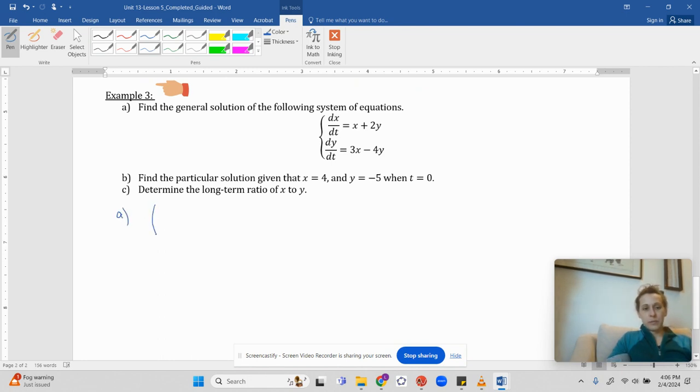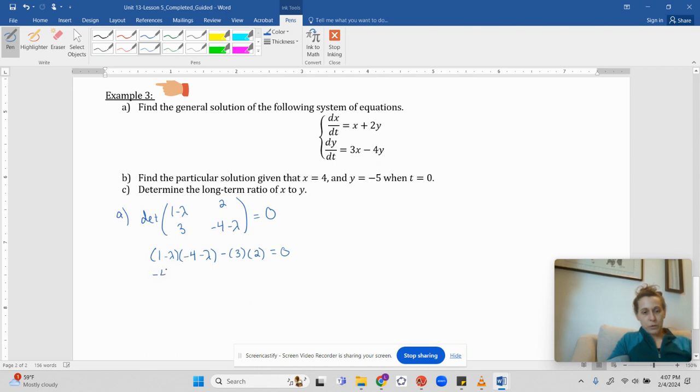So I'm going to set the determinant of, not x, sorry, 1 minus lambda, 2, 3, negative 4 minus lambda. Set that determinant equal to 0. That means 1 minus lambda times negative 4 minus lambda minus 3 times 2 equals 0. So what does that give us? Negative 4, negative 1. So we have negative 4 minus 5 lambda plus lambda squared.